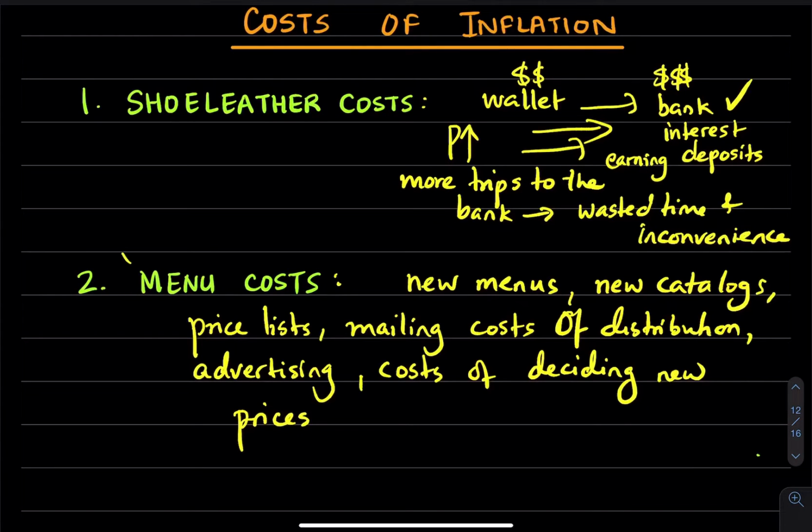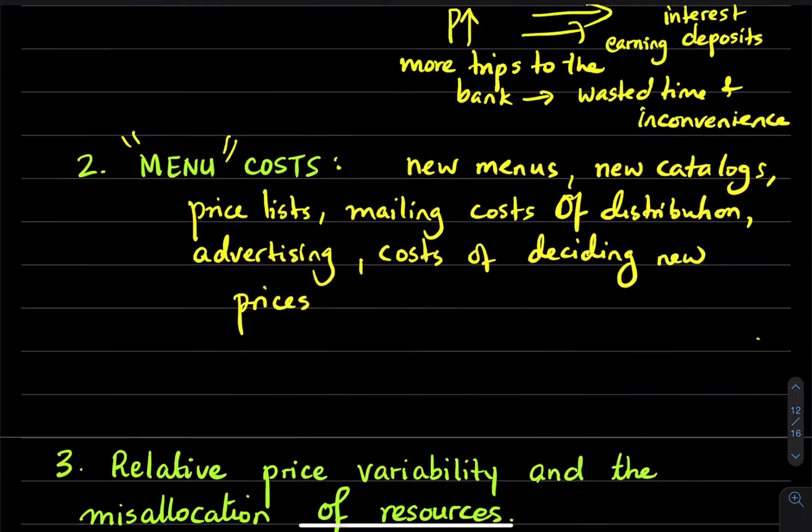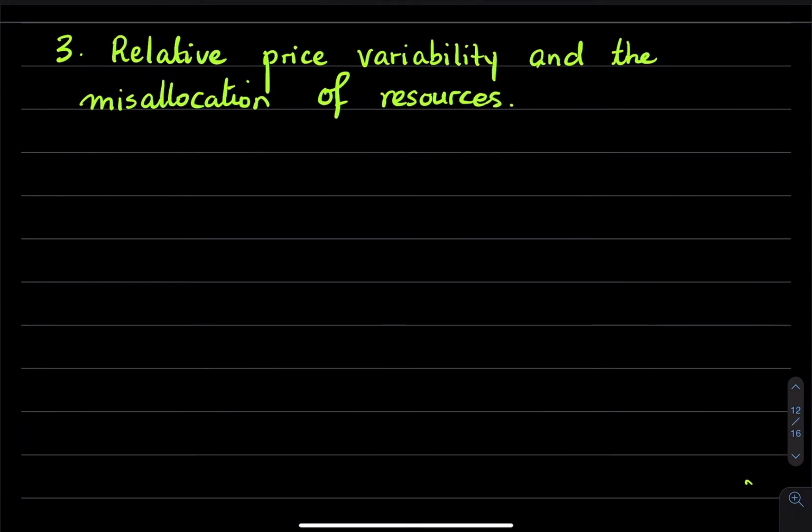So again, in figurative speech, these are called menu costs because this is the price that's associated with changing prices in a catalog. So this was the second cost of inflation. The third cost of inflation is that there is relative price variability and usually misallocation of resources that goes with that. Now, we know that it's costly. It's costly to change prices.